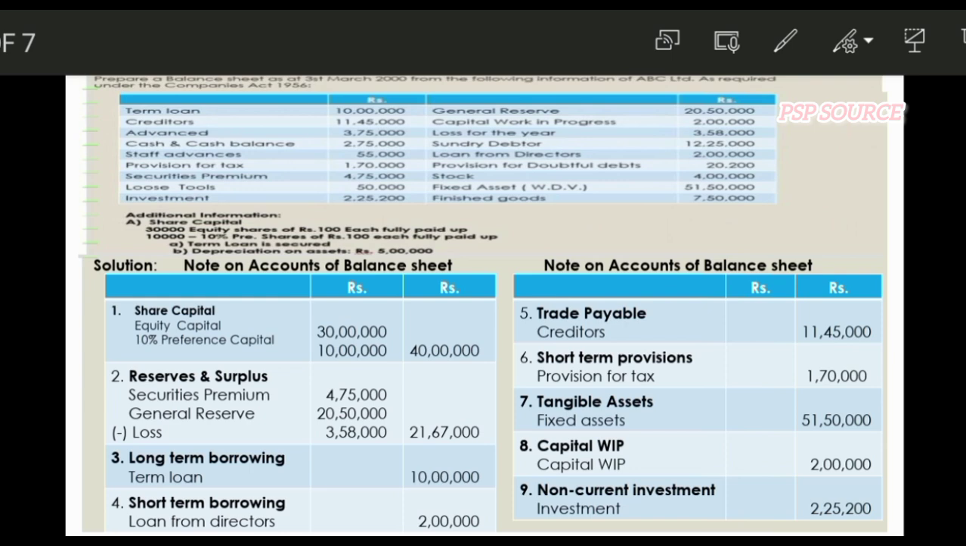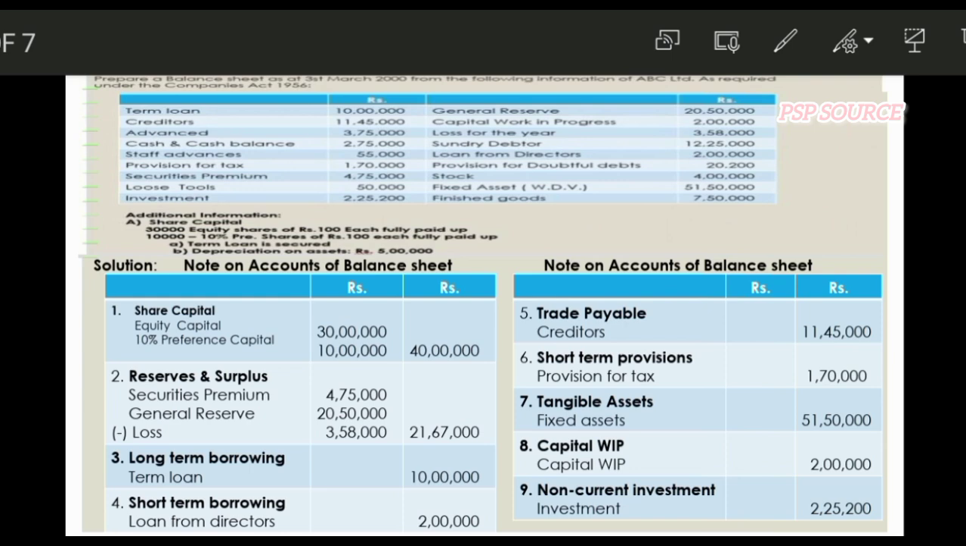I have prepared notes for the balance sheet. As per the balance sheet pro forma, first we need to calculate share capital. There are equity and preference share capital given, at ₹30 lakh and ₹10 lakh. Both come under note number 1.